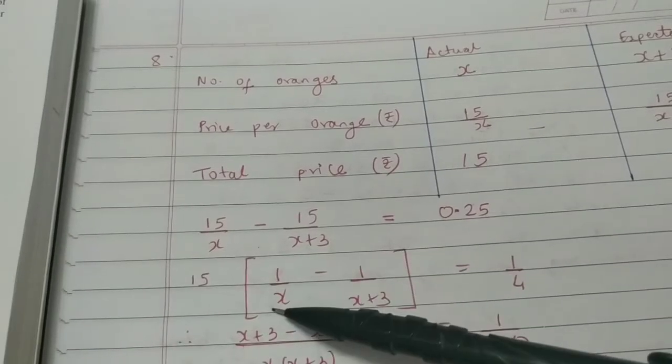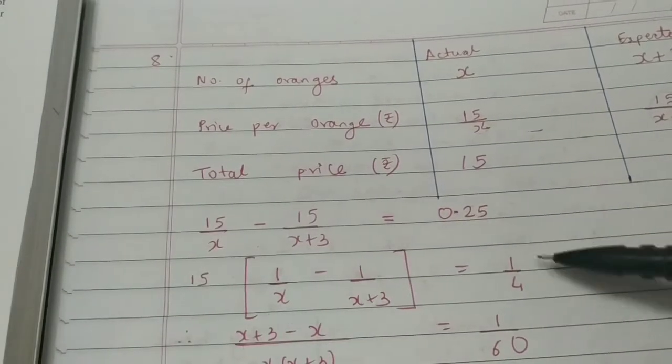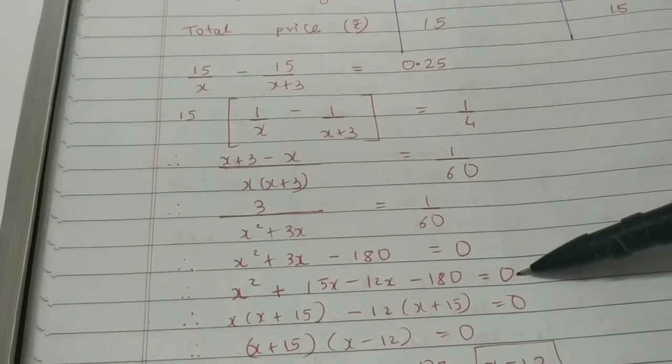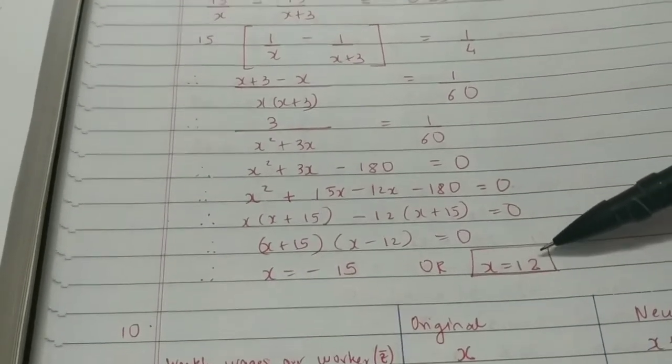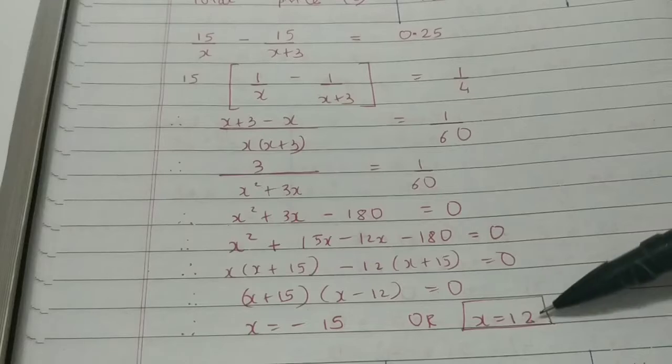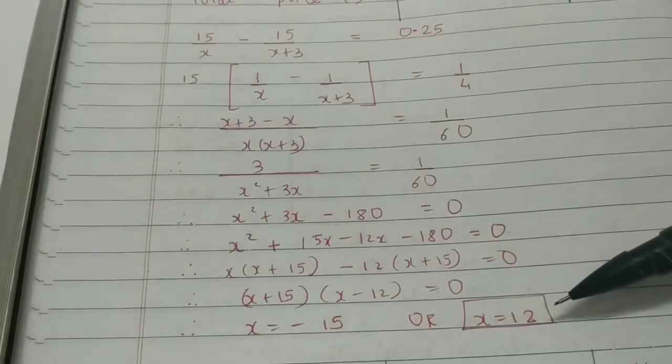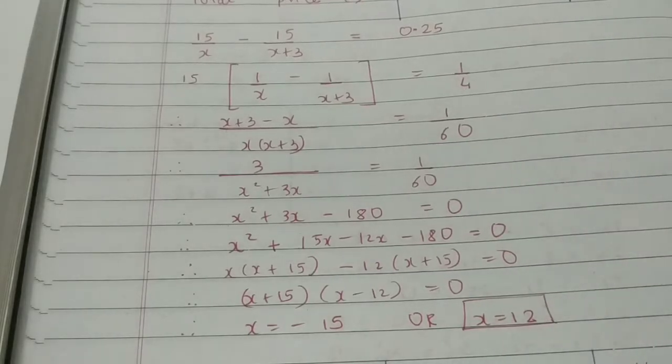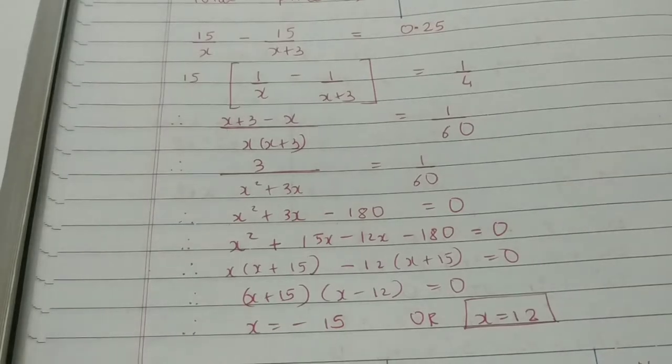Now remove 15 common, cross multiply, this becomes 1 upon 4, get a quadratic equation and get the answer x is equal to 12. So actually he received 12 oranges. Now if I ask you how many oranges did he expect to get for 15 rupees? The answer is 15 oranges. That is 1 rupee per orange is what he thought was the cost. But the servant said, no, the price has increased to 1 rupee 25 paise. That is so expensive. Next question 10.